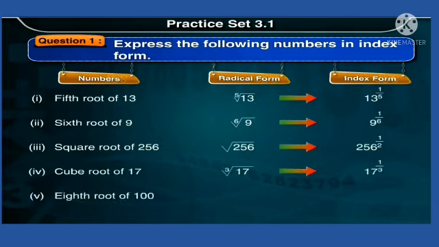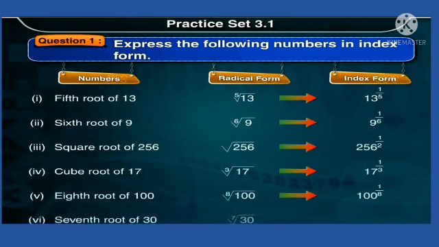5. Eighth root of 100. The index form is 100 raised to 1 upon 8. And the last one, seventh root of 30 can be written as 30 raised to 1 upon 7 in index form.